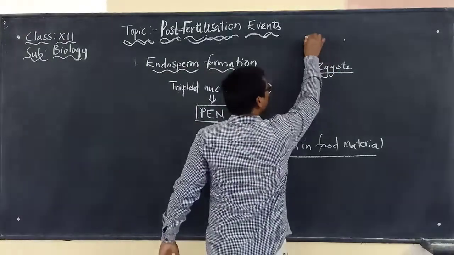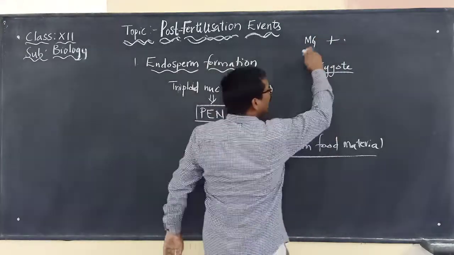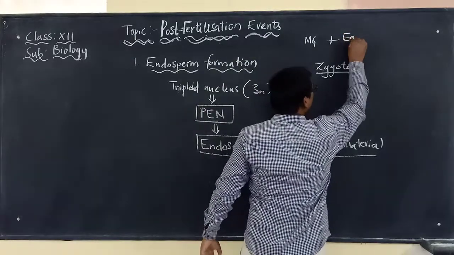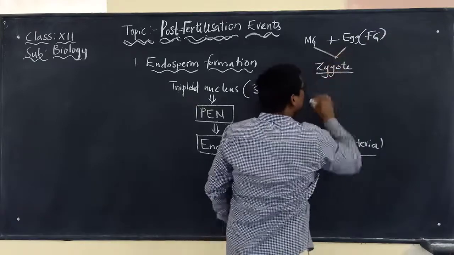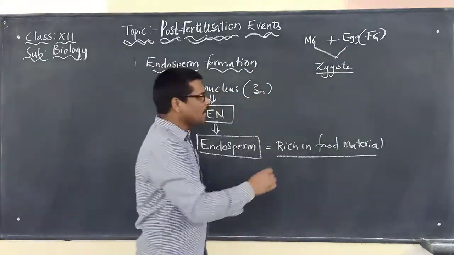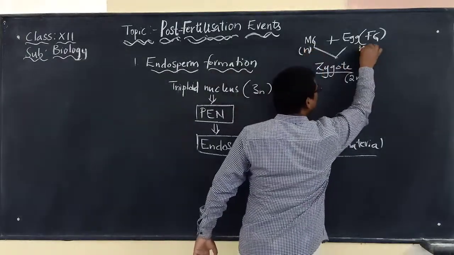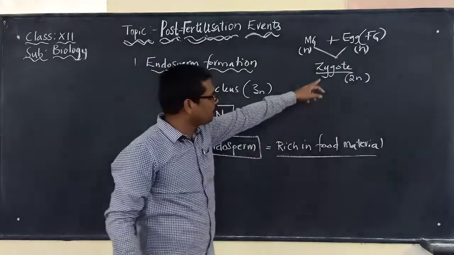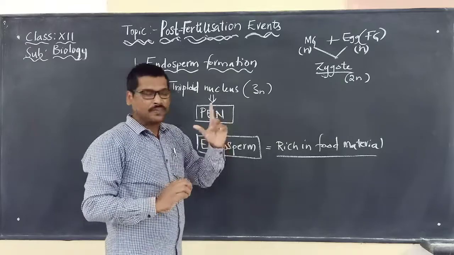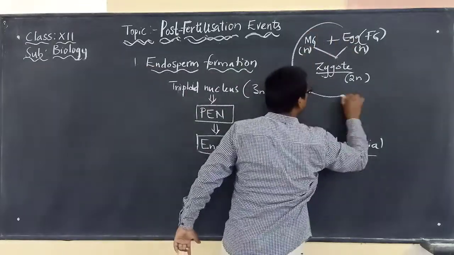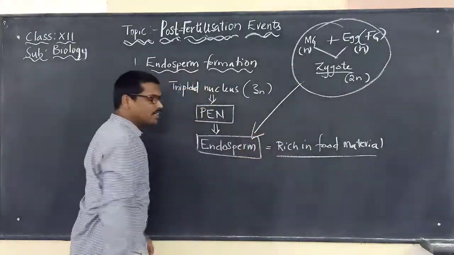the zygote is formed by one male gamete brought by the pollen tube and the egg, which is nothing but the female gamete. When these two fuse together, the zygote is formed, and it is diploid. The male gamete is haploid, the female gamete is haploid, and they fuse together to form the zygote. So soon after the fertilization, once this process occurs, immediately there will be formation of the endosperm.